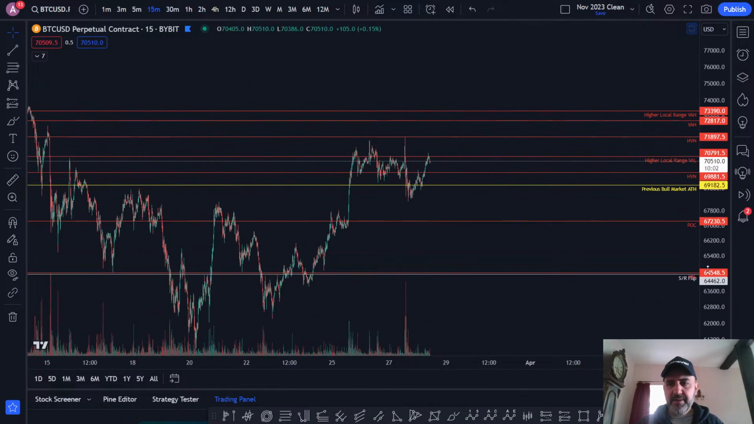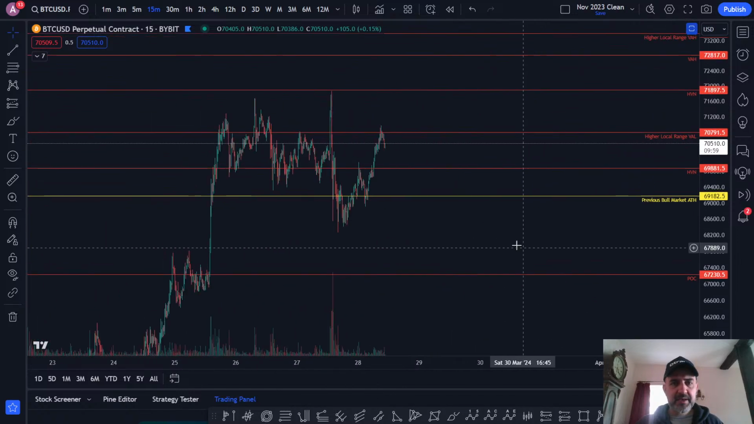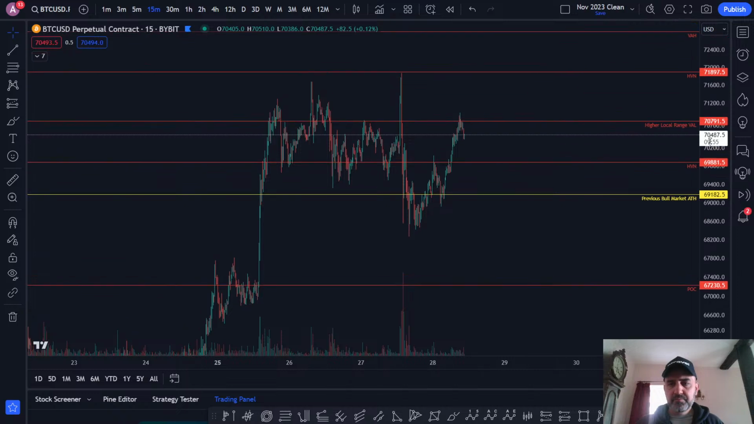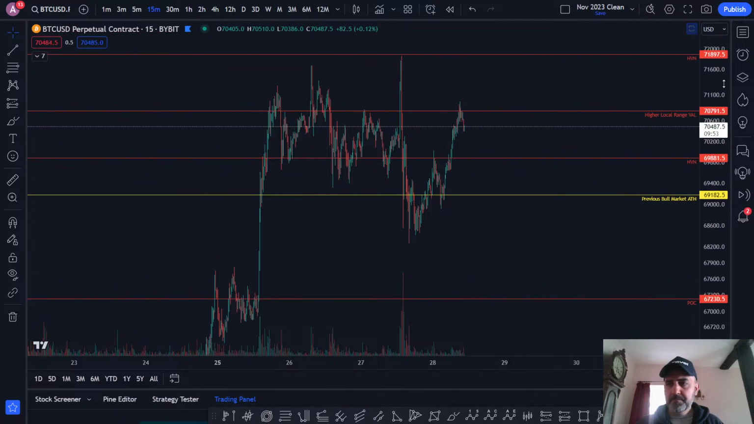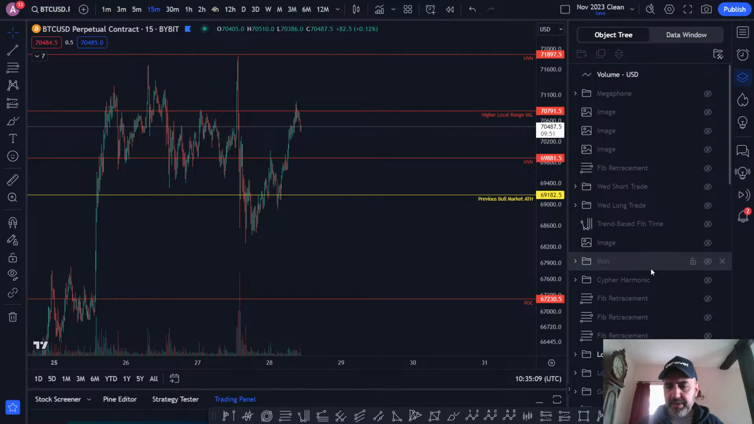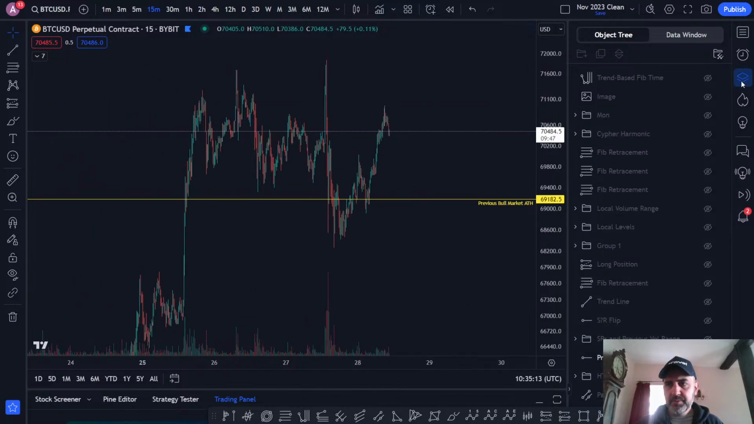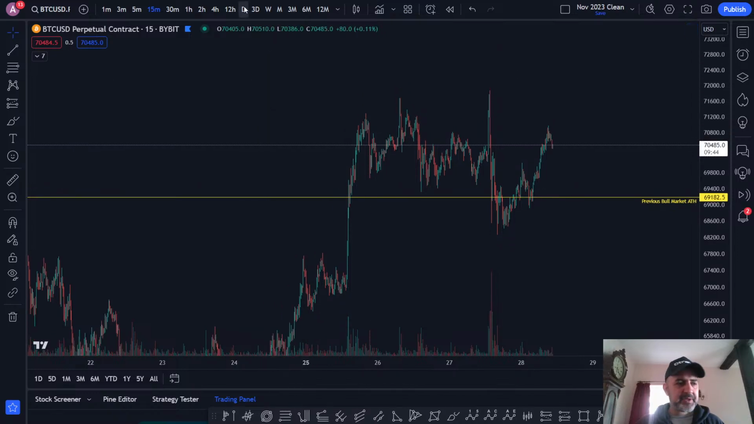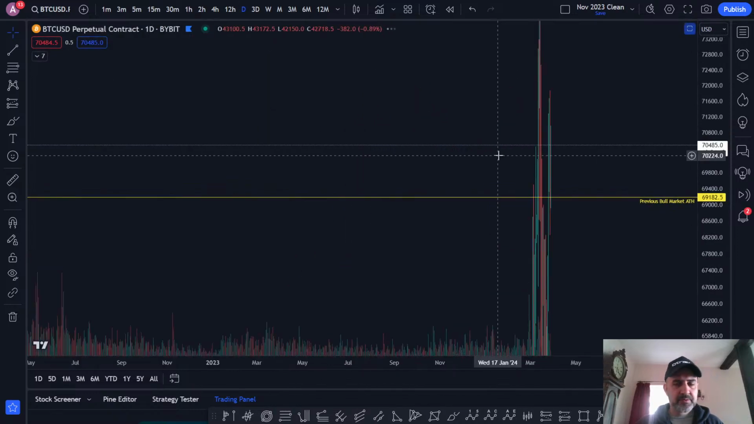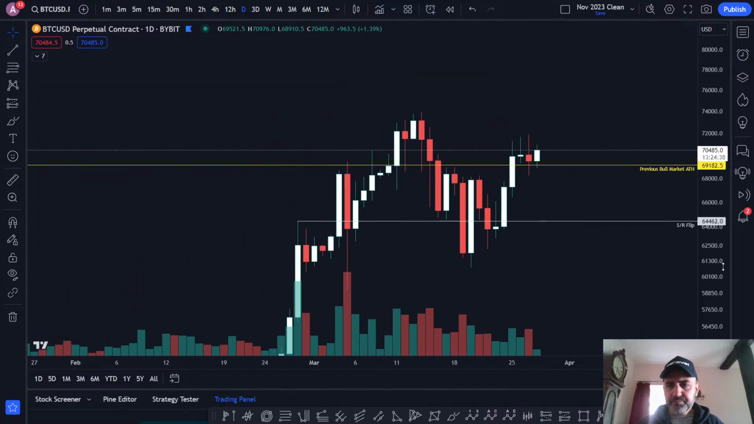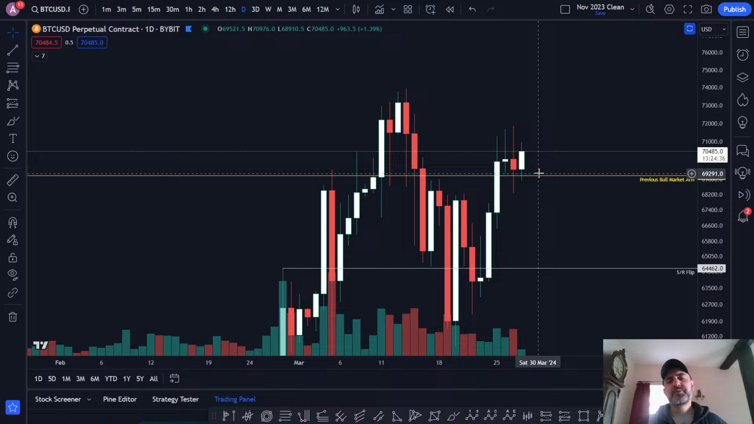There's nothing really much to tell from that. I can hide that now. Let me have a look at the daily candles as well. And so you can see that's quite interesting.